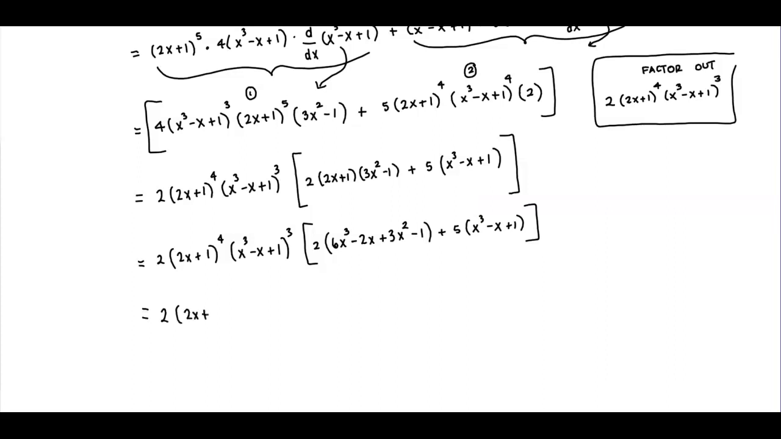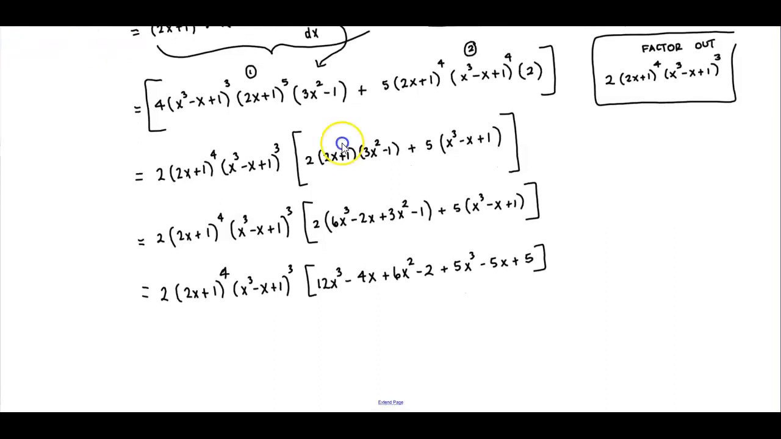Again, we still have 2 times (2x + 1) to the 4th power times (x cubed - x + 1) to the 3rd power. If we distribute the 2, we end up getting 12x cubed - 4x + 6x squared - 2 + 5x cubed - 5x + 5. Now this is going to be one term, so we're going to leave this. We're almost finished here.